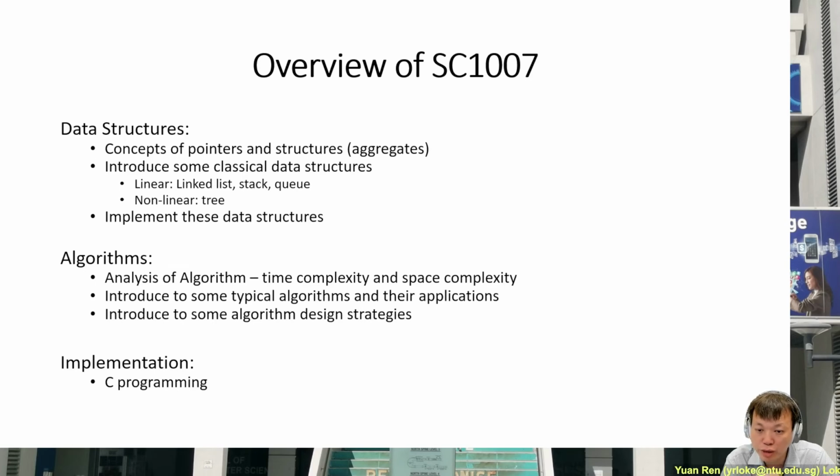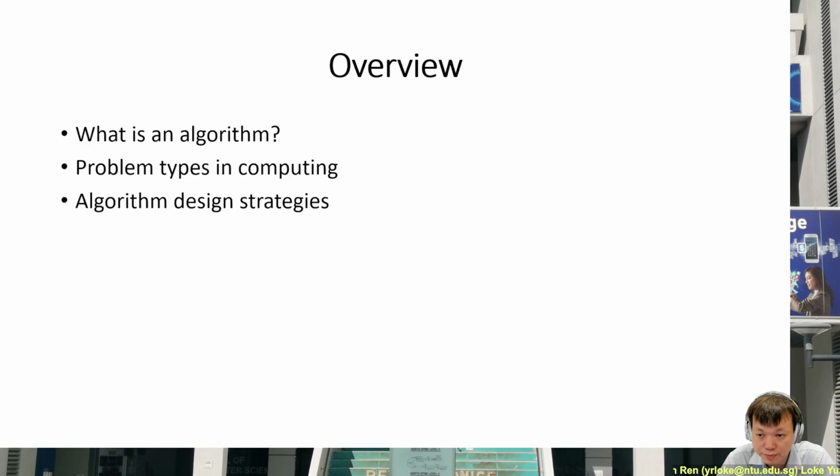We also will cover, in the second half, the analysis of algorithms. I will spend some time in each topic to talk about the time complexity and the space complexity, which we will cover this week, and then introduce some algorithms and the strategy they are using. All of these things again are still covered in C programming.